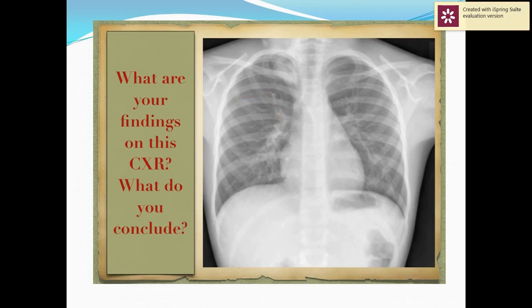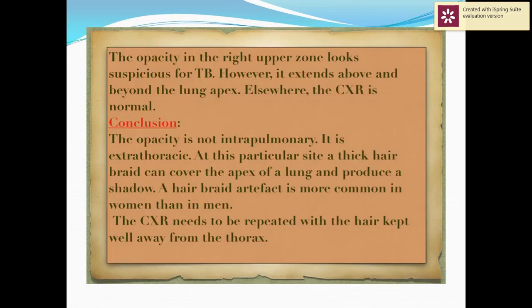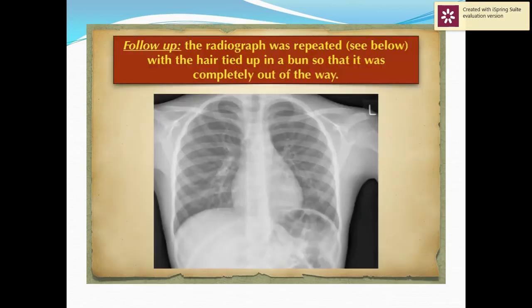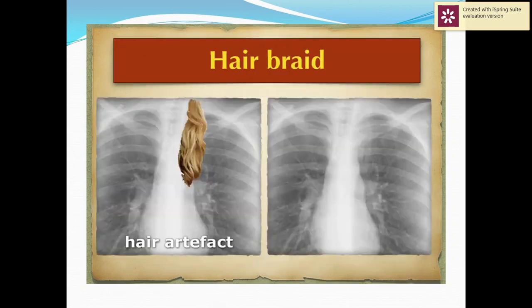What are your findings in this chest X-ray? As we see here, right upper zone haziness. But after checking the patient, we found that it is just a follow-up radiograph repeated, and it was only the hair tied up. It was completely away, so the hair braid was there. And here we also see this can be a hair artifact.